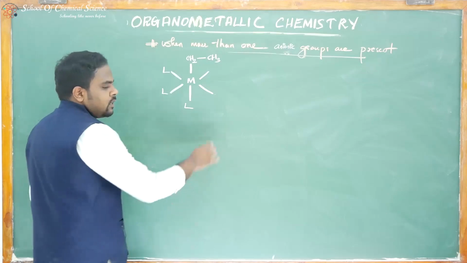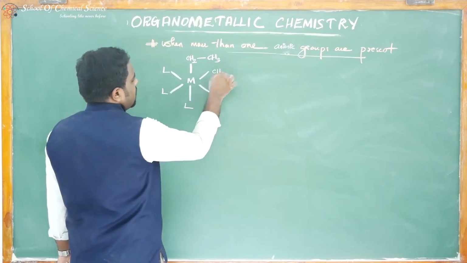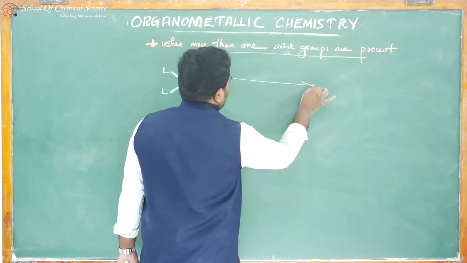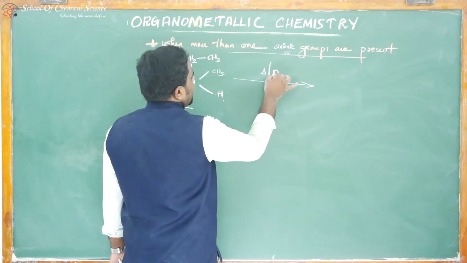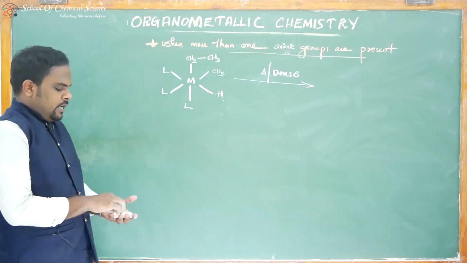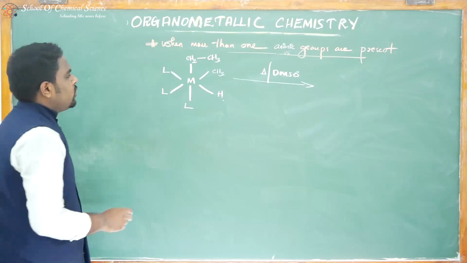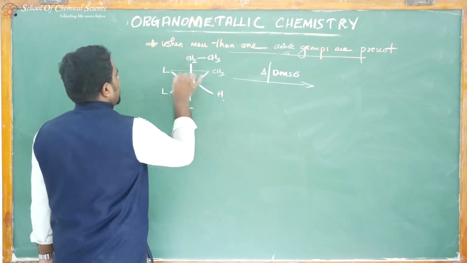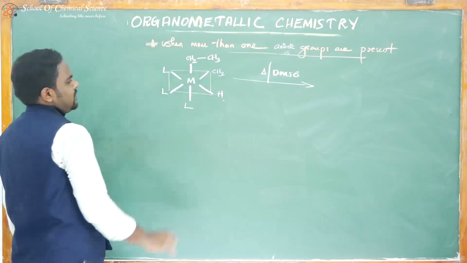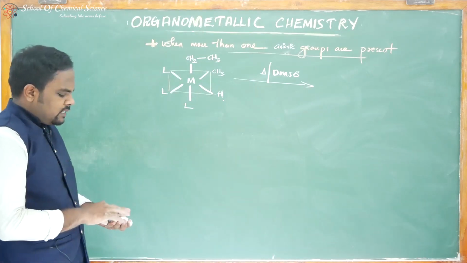CH2, CH3, here CH3, here hydrogen. Heating in the presence of DMSO. What will be the product? Here more than one anionic group is present. It's an octahedral complex. This is the base, square planar, with two axial ligands. So what are the axial ligands?